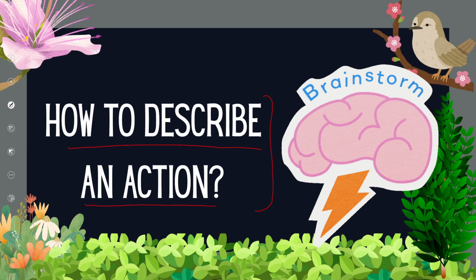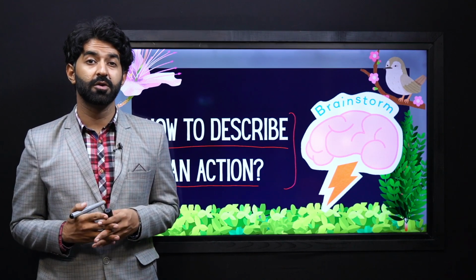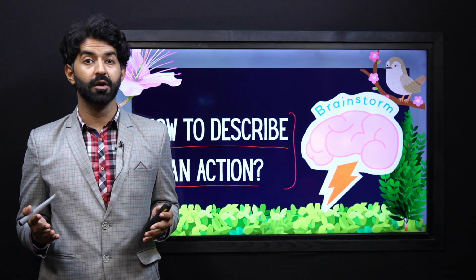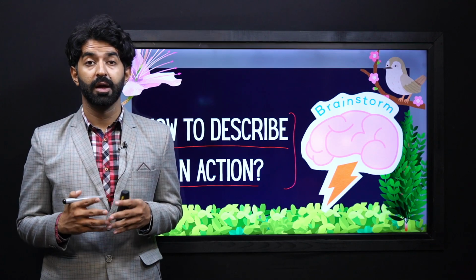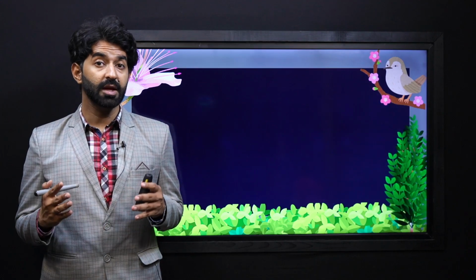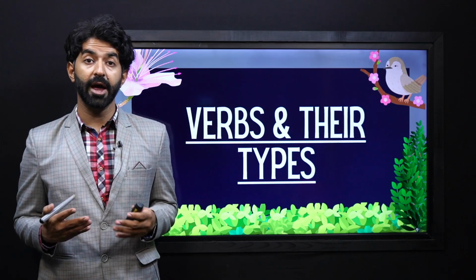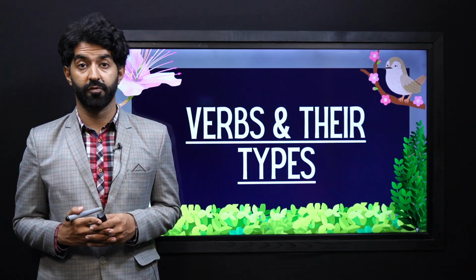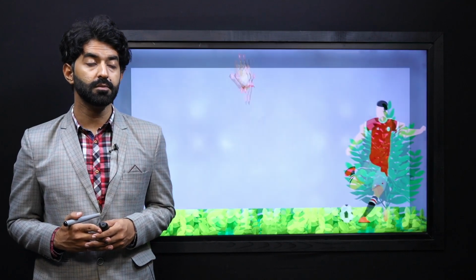Now, how do you describe an action? What are the words that you use and what are they called? Think about them. You are already familiar with them. You just need to think a little bit. So now let's move forward with the topic, which is about verbs and importantly their different types that we covered in the students learning outcome.